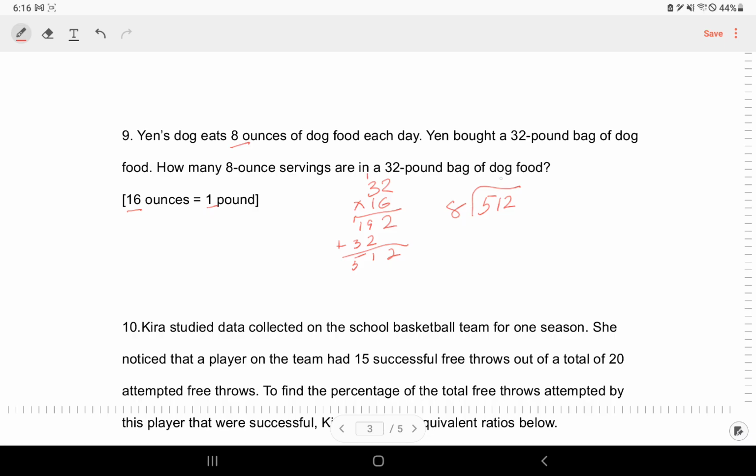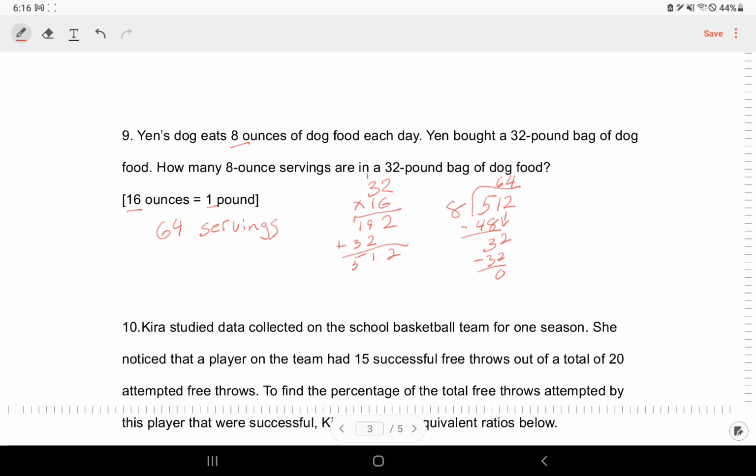Well, 8 goes into 51 6 times. 6 times 8 is 48. And that's 3. Bring down the 2. 8 goes into 32 4 times. And so there are 64 servings.